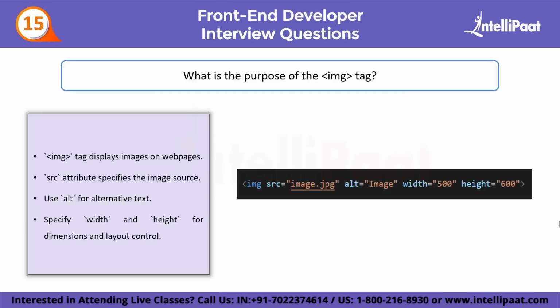Now our next question is, what is the purpose of the img tag? The answer to this question would be, the img tag in HTML is used to display images on a web page. In other words, it's like a picture frame for showing photos, illustrations, icons, or any other visual content.